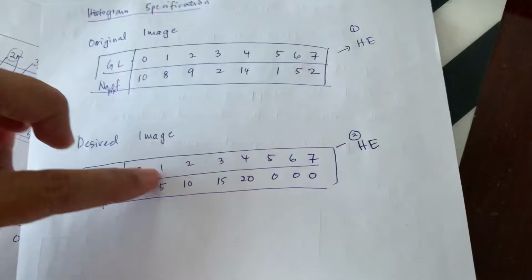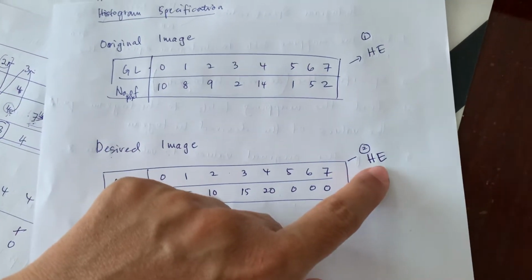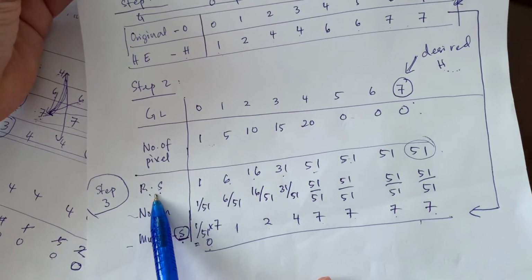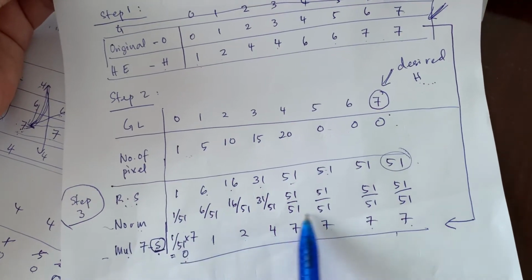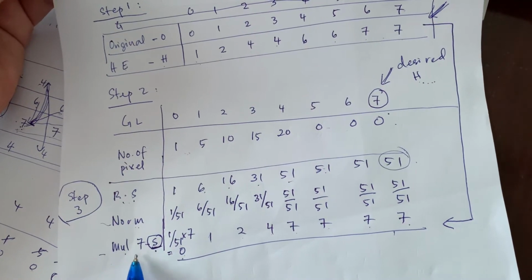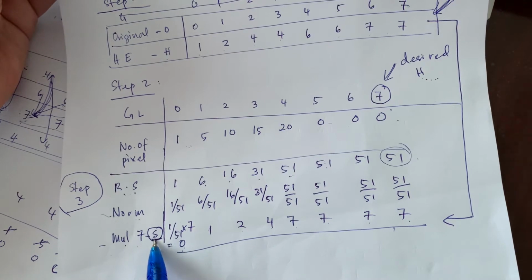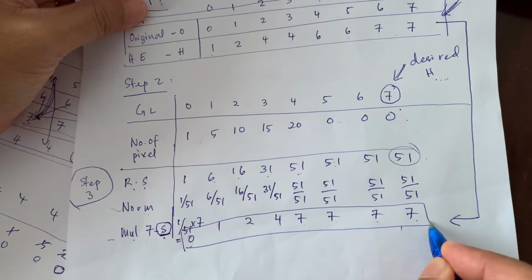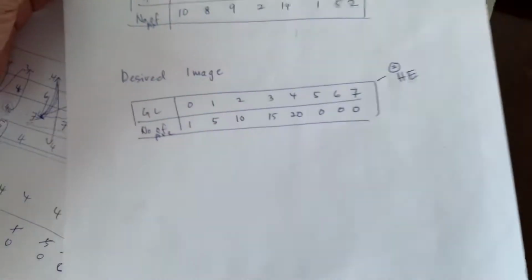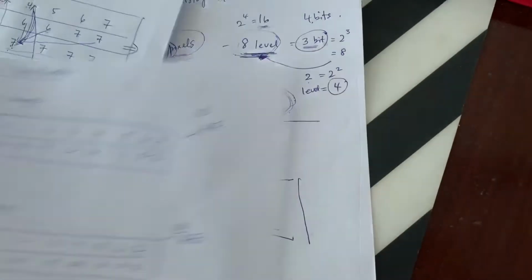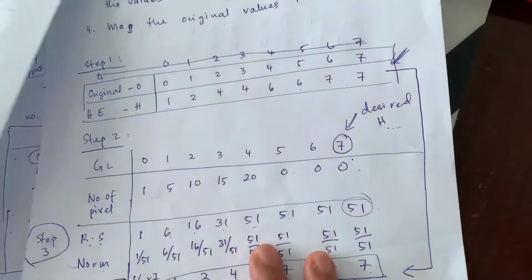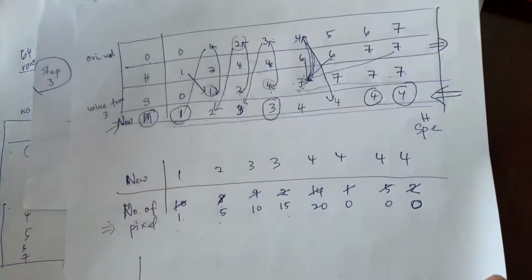With this desired histogram, again you apply the histogram equalization. First you get the running sum, then you get the normalization, and then you multiply the normalization with the maximum gray level. So the new one will be this. After you finish the third step, you go to the last step. So how to map it? You write it all as this.